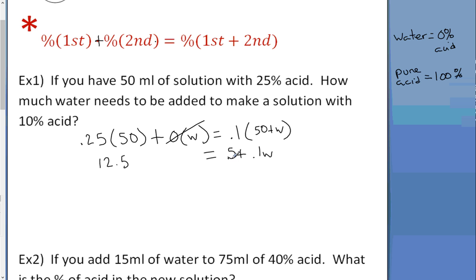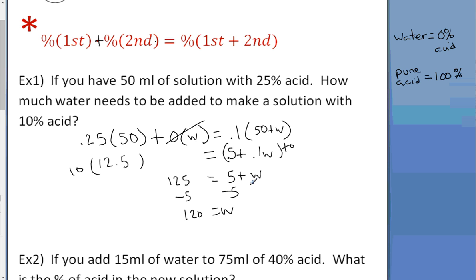Now right here, if I want to, I can get rid of the decimals by multiplying everything by 10. I'm going to go ahead and do that. Multiply this by 10, multiply this by 10, and I'm left with 125 equals 5 plus W. Then all I do is subtract 5 from both sides or add -5 to both sides, and that makes 120 equals W. What the heck does that mean?